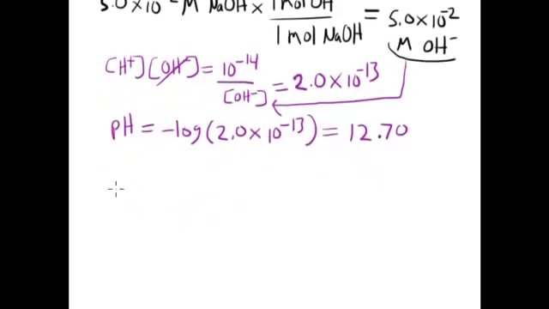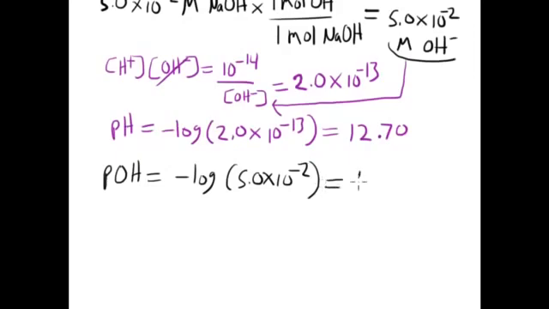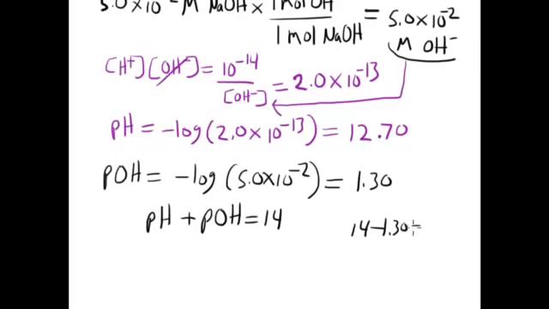Another way you could have done that is, once you found the hydroxide, you could have said, well, pOH is equal to negative log of the hydroxide. And so that would give you a pOH of 1.30, and then you would use the equation that pH plus pOH is equal to 14. So 14 minus pOH is equal to pH, and you would get 12.7.